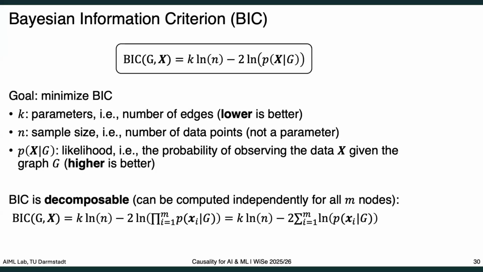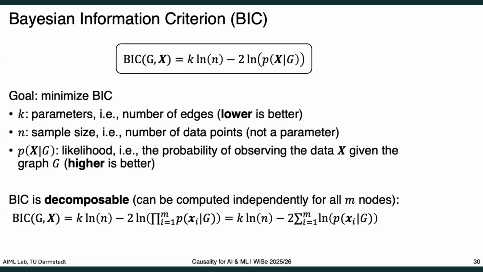Then n, the sample size, the number of data points, is just a given. And then obviously the other thing we mainly care about is the likelihood, so the probability of observing the data given the graph we're currently looking at. If we combine this with minimizing the edges, then the graph that is the best should have the best score as well.